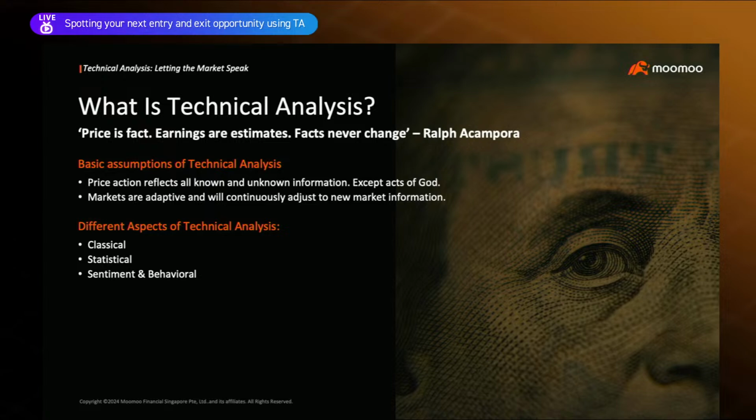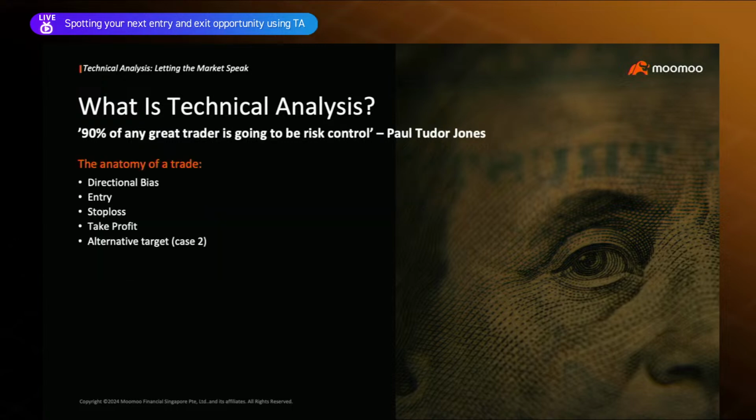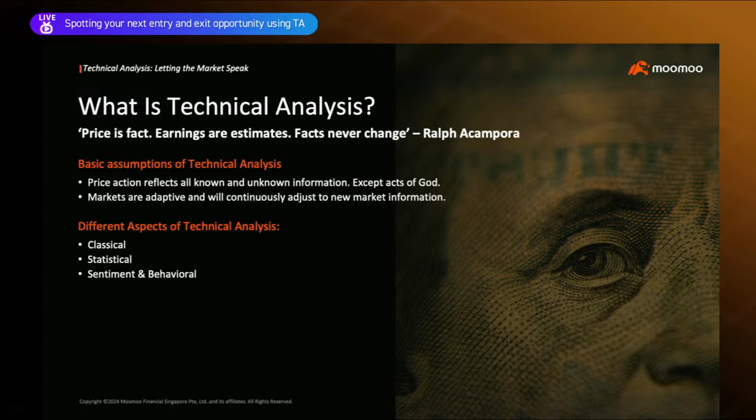Technical analysis can actually be broken down into 3 main branches. The first branch is classical technical analysis, classical TA, I like to call it, which is really a study of charts, price action and chart patterns. Then we have statistical TA, the study of relative value, of momentum, building your factor models. And finally, we have the sentiment and behavioral side of technical analysis.